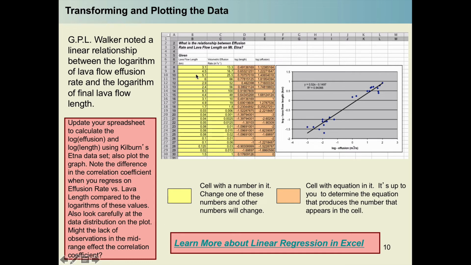So in this slide, I'm showing you an example of what your first set of calculations should look like. So you're given lava flow length and you're given volumetric effusion rate from Mount Etna. You're going to start with the Mount Etna data. So go to that sheet in your worksheet from the Excel spreadsheet in Blackboard. And you're going to calculate the log of the length and the log of the effusion rate. So just take the log of the lava flow length in kilometers and the log of the volumetric effusion rate.